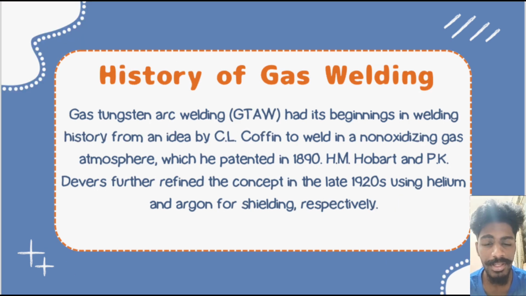Next, history of gas welding. Gas tungsten arc welding (GTAW) had its beginnings in welding history from an idea by C. L. Coffin to weld in a non-oxidizing gas atmosphere, which he patented in 1890. H. M. Hubbard and P. K. Davis further refined the concept in the late 1920s using helium and argon for shielding respectively.